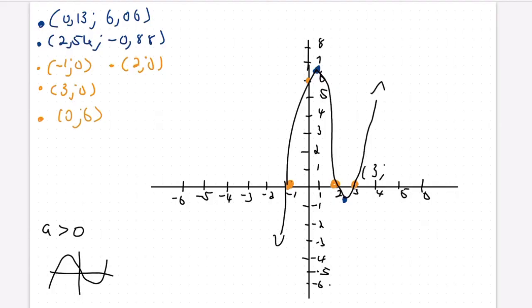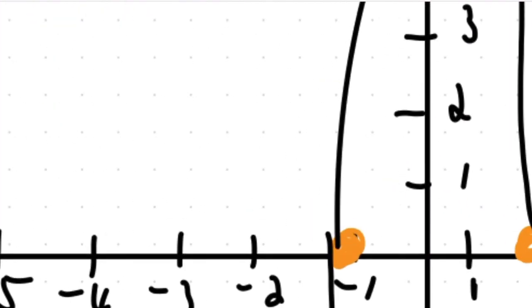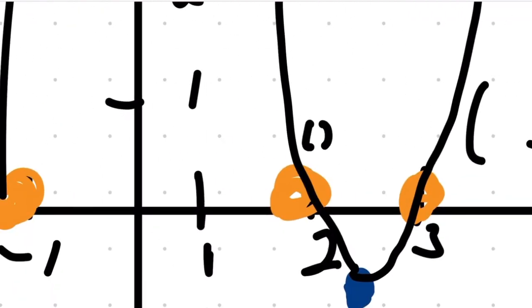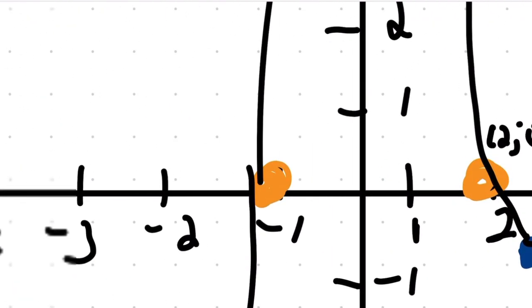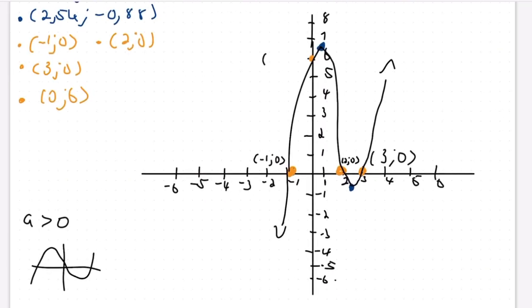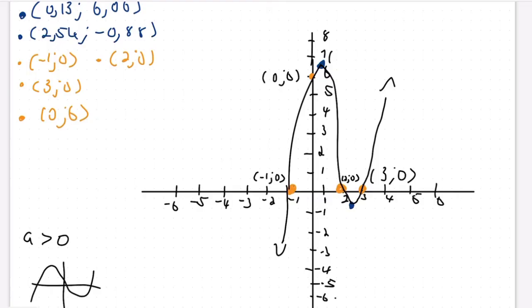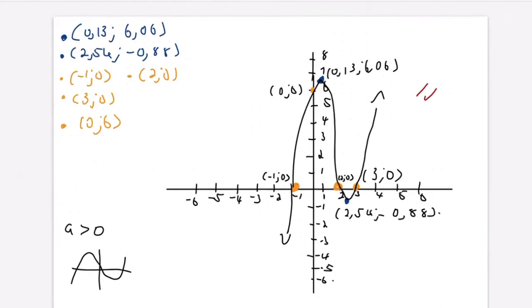And very importantly, you'd want to show each of these points. 3 comma 0, 2 comma 0, minus 1 comma 0, 0 comma 6. And this one was 0 comma 1 3 and 6 comma 0 6. And this one here was 2 comma 5 4 and negative 0 comma 8 8. And there you have it. You have your sketch, right? You're going to get all the marks.